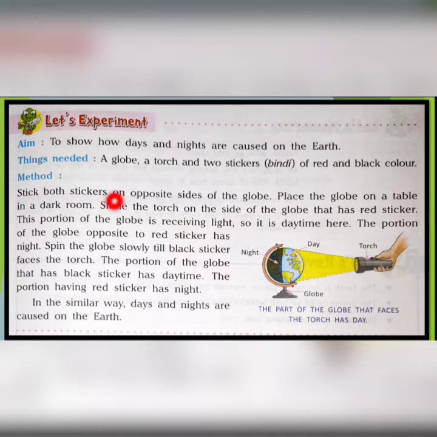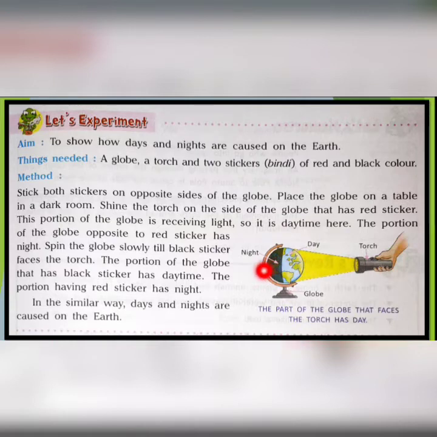Stick both stickers on opposite sides of the globe. Suppose you stick one sticker here, the other one should be stuck on the opposite side of it. Place the globe on a table in a dark room. The room should be dark. Shine the torch on the side of the globe that has the red sticker. This portion of the globe is receiving light, so it is daytime here as shown in this picture. And the portion of the globe opposite to the red sticker has night.